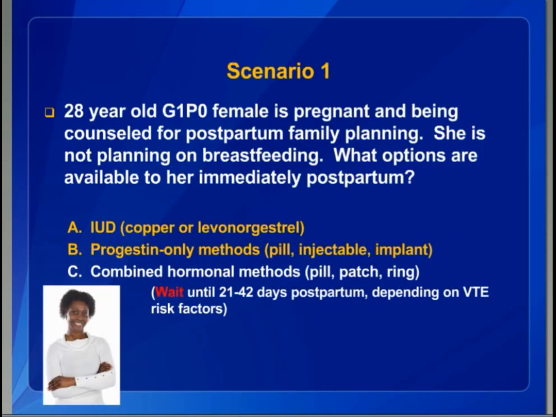So returning to our patient, you can see that she can have an IUD placed immediately, so long as this option is available in her hospital, or start a progestin-only method prior to leaving the hospital. If she wants a combined hormonal contraceptive, she will need to wait until 21 or 42 days postpartum, depending on her VTE risk factors. However, she can still be given the method or prescription before she leaves the hospital, so long as she has instruction on when to start it.